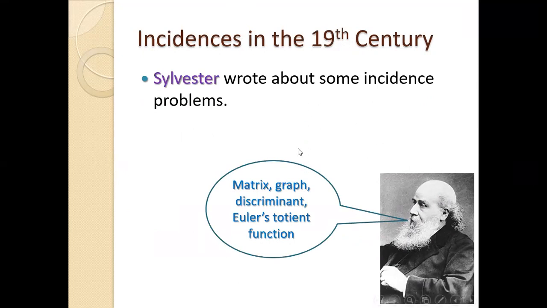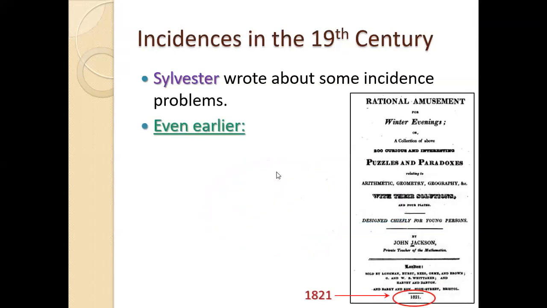And I only know one case before him. And this is a weird case, also from the 19th century. There's a book. This is a book from 1821. Rational Amusement for Winter Evenings, a collection of 200 curious and interesting puzzles and paradoxes. It's a pretty long name. It keeps going for a while. It's a mathematical riddles book. And it had about 10 incidence problems. I want to show you one.